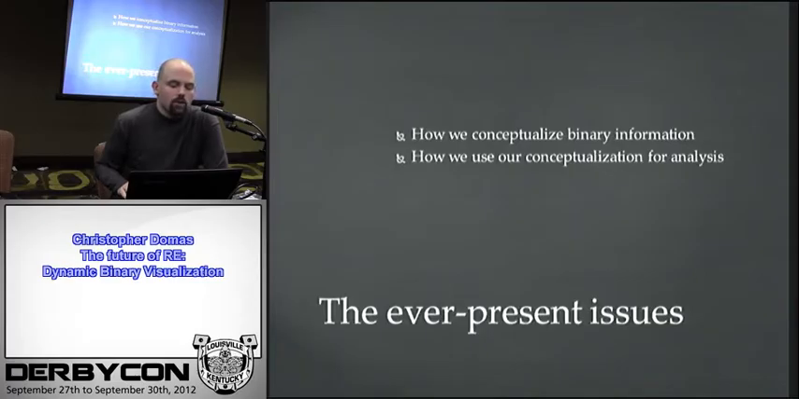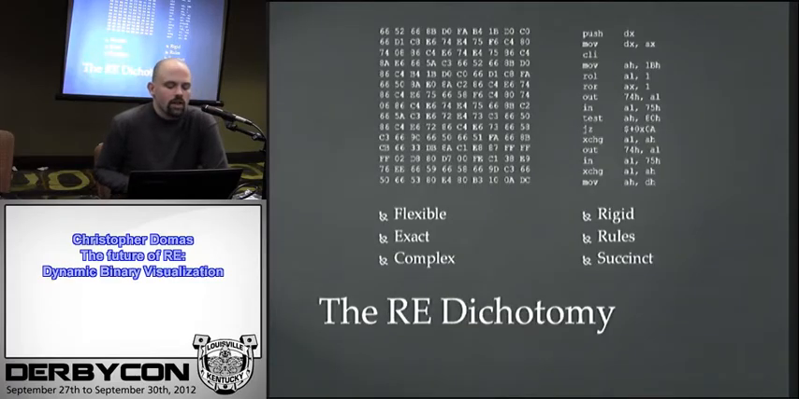So let's look at the first problem, how we conceptualize binary information. This brings us to what I consider to be an RE dichotomy. There's two polar opposite approaches here, and they're basically mutually exclusive, where on the left we have our conventional approach, which is essentially a hex dump of information. It gives us the raw binary information. It's very flexible because this doesn't tell us what the information is. It leaves that analysis up to us. It's also a very exact representation of the data. There's no question that what I'm seeing is what the data really is. Unfortunately, it's unreasonably complex, and it's very difficult to deal with information this way.